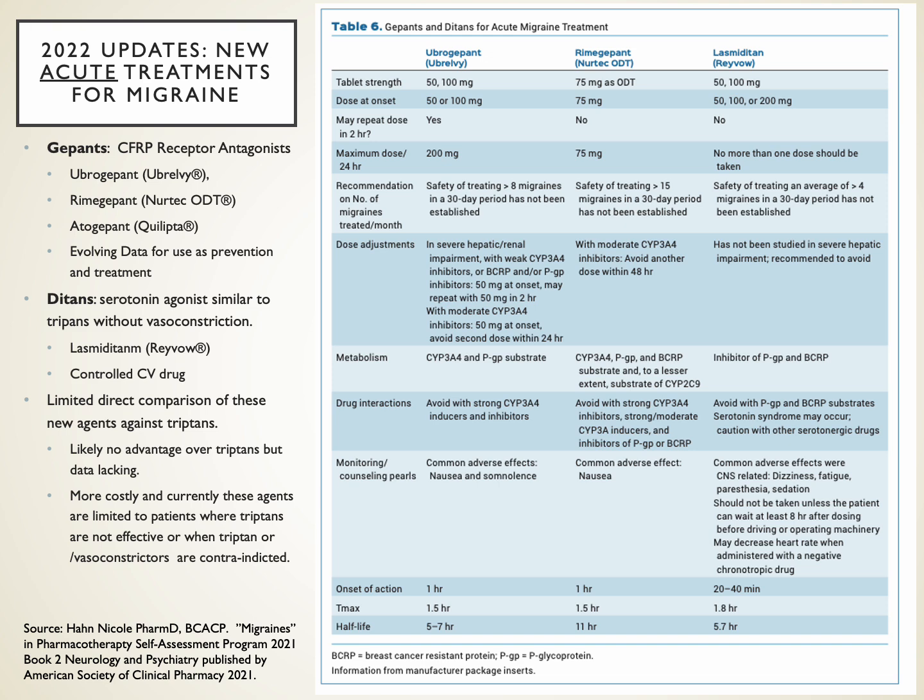There's also a serotonin agonist that's similar to triptans but doesn't have the vasoconstrictor. That's kind of exciting, the ditans. And Reyvow is really the first in this group. There's not a ton of data here. It's a fairly new class of agents. There are interactions with P-glycoprotein inhibitors, and that's also true with some of the other gepants as well. It's a Schedule 5 drug. The ongoing safety and efficacy is evolving with all of these new agents.